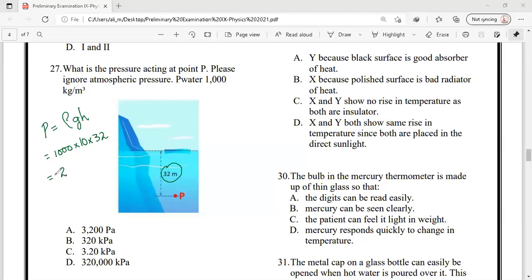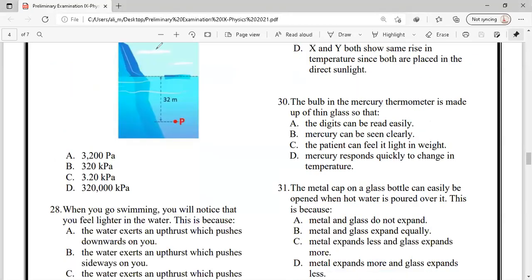So the correct result for this pressure inside the liquid is 320, and these 3 zeros, 320000 Newton per meter square or pascals. So as we can see, our options are in kilopascals. So let's convert this into kilo by dividing with 1000. So pressure will be equal to 320 kilopascals. So the correct answer is option C.